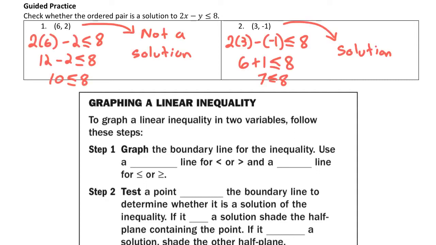Okay, so for the guided practice, number 1, I got that it was not a solution because it produced the inequality 10 is less than or equal to 8. That's a false inequality, so 6, 2 is not a solution. In number 2, I got the inequality 7 is less than or equal to 8. That is a true inequality, so that means the point 3, -1 is a solution.